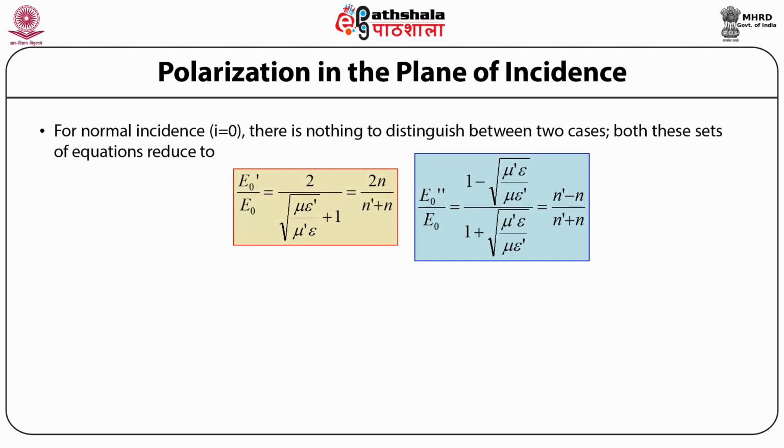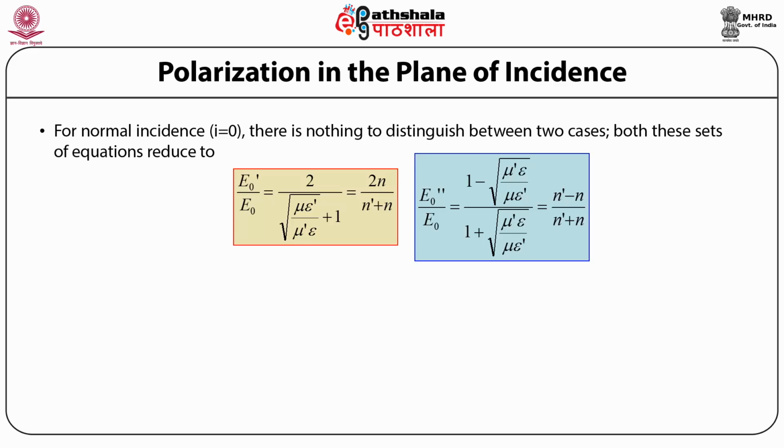Further, if the angle of incidence i is equal to 0, then there is nothing to distinguish between the two cases, and both these sets of equations reduce to the ratio of the amplitude of the electric field of the refracted wave to that of the incident wave becoming equal to twice upon under root of mu epsilon prime by mu prime epsilon plus 1, and this is equal to twice the refractive index of medium 1 upon the sum of the refractive index of medium 1 and medium 2.